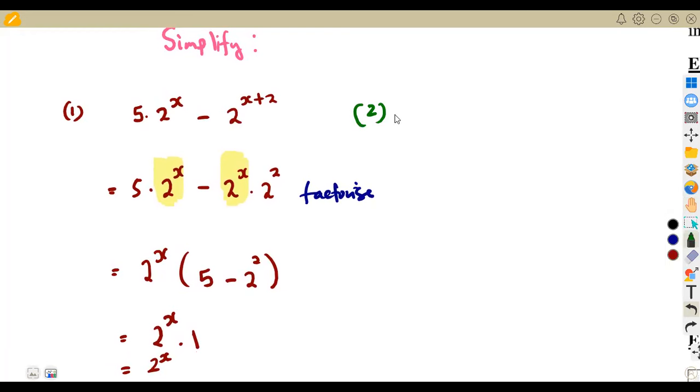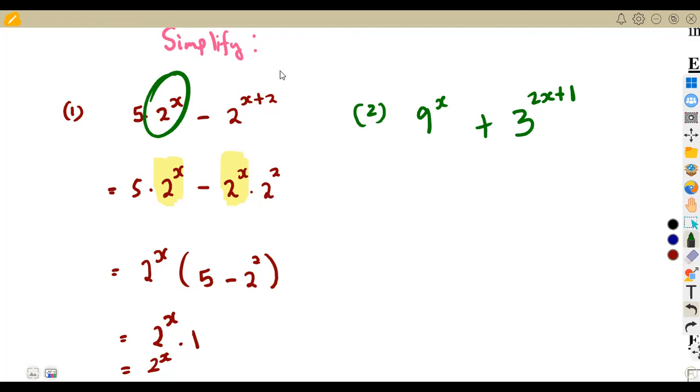Let's say again, we are asked to simplify 9 to the exponent of x plus 3 to the exponent of 2x plus 1. On the previous question that we had, it was a direct case where we can properly see that 2 is directly common. You can see the 2 that is common. But here we are not seeing that. This is a 9, this is a 3.